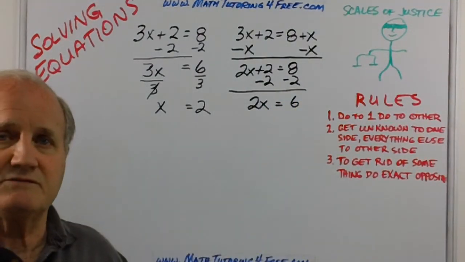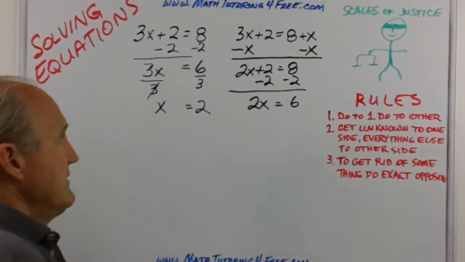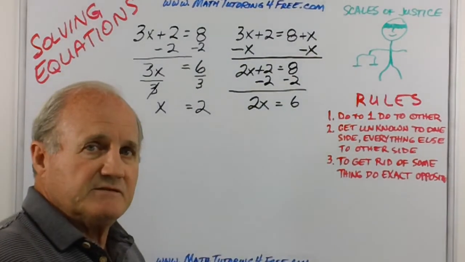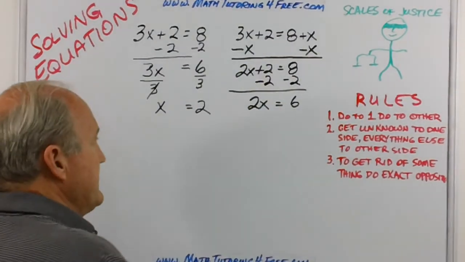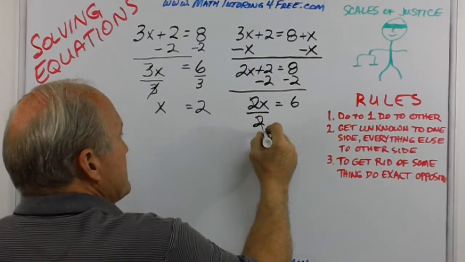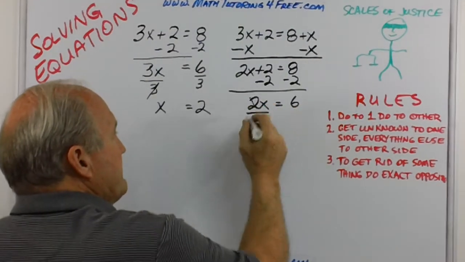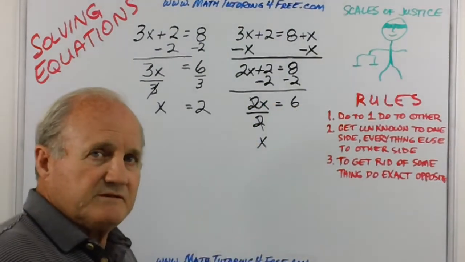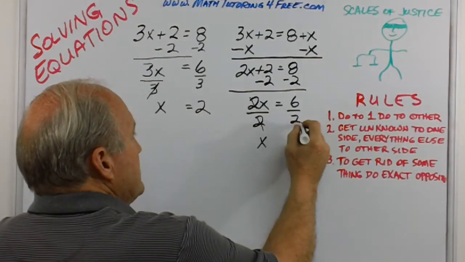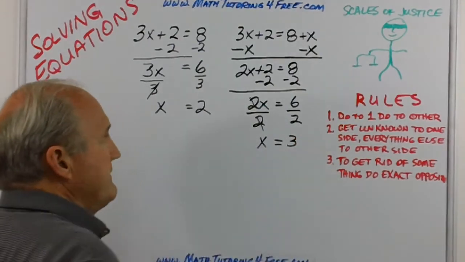We don't want 2x, we want x. How do we get rid of the 2? Well, this means 2 times x, doesn't it? What's the opposite of times? Divide. So if we divide this side by 2, the 2's will go away, and we're just left with x. Well, if we divided the left side by 2, what do we have to do to the right side? Divide it by 2 as well. 6 divided by 2, so x is equal to 3.